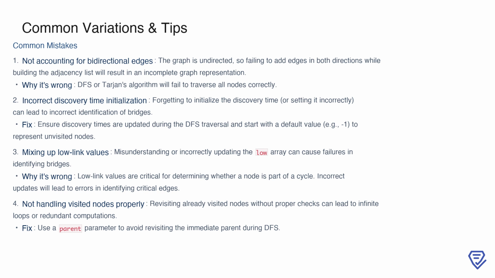Next, incorrect initialization of discovery times can lead to errors in identifying bridges. This happens when discovery times are not updated during DFS traversal or are initialized incorrectly. A good practice is to use a default value, such as -1, to represent unvisited nodes. Another critical error is misunderstanding or mishandling low-link values. The low array is essential for determining whether a node is part of a cycle, and any mistake in updating it can cause failures in identifying critical edges. Lastly, revisiting already visited nodes without proper checks can result in infinite loops or redundant computations. To prevent this, use a parent parameter during DFS to ensure the immediate parent isn't revisited unnecessarily.